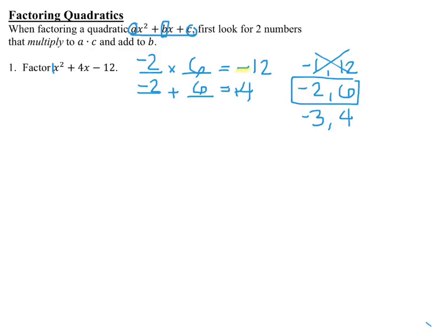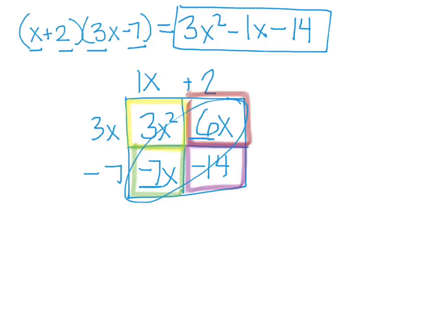Now that I've done this, I'm going to take this box method that I just did for multiplying, and I'm going to use it to help me factor. If you notice when I was multiplying, the 3x squared in the top left is the 3x squared in my answer. The negative 14 in the bottom right is the negative 14 for my answer. And then that 6 and negative 7 is what I add together to give me that negative 1.